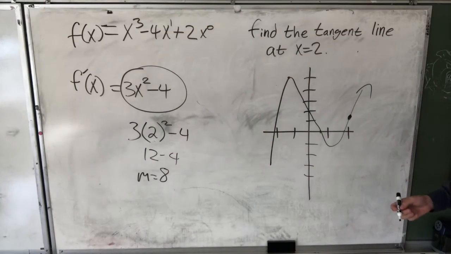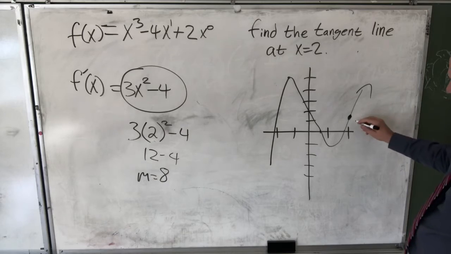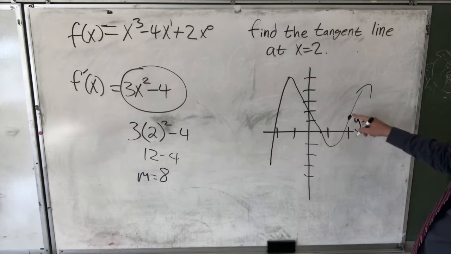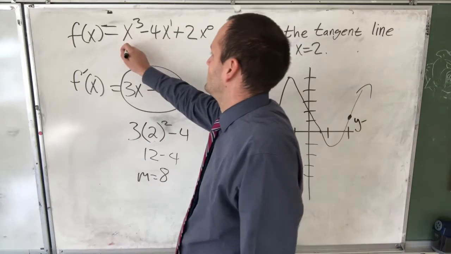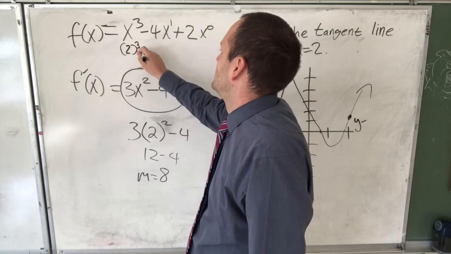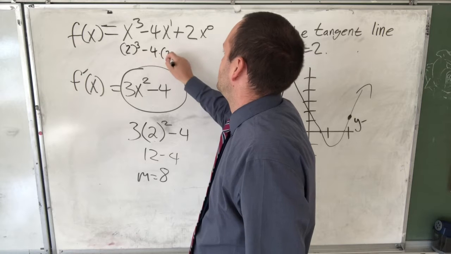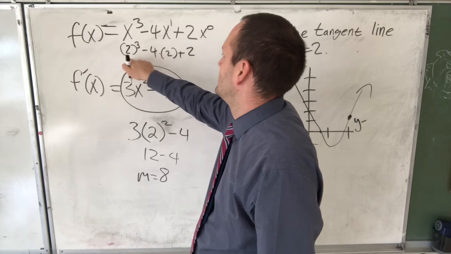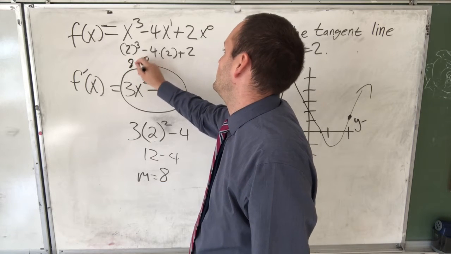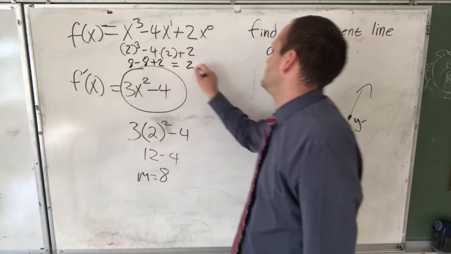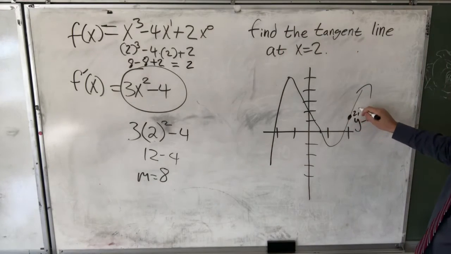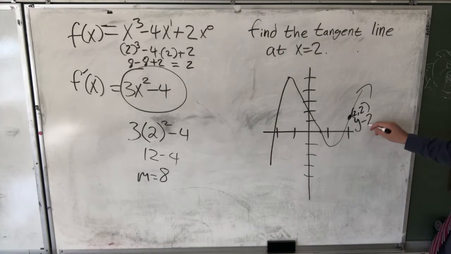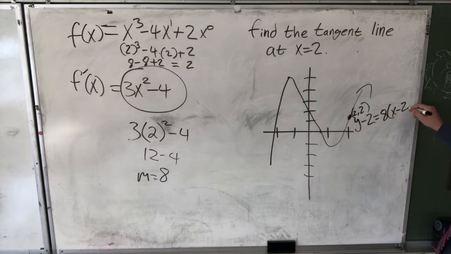So if I'm using the point gradient form, that would give me y minus, this is the point, let's plug in 2, that gives me 2 cubed minus 4 times 2 plus 2, so that's 8, so that'd be negative 6, this would be 8, so 8 minus 8 is 0, plus 2 gives me 2. This is the point 2, 2. So y minus 2 equals 8 times x minus 2. Okay. That is the equation.